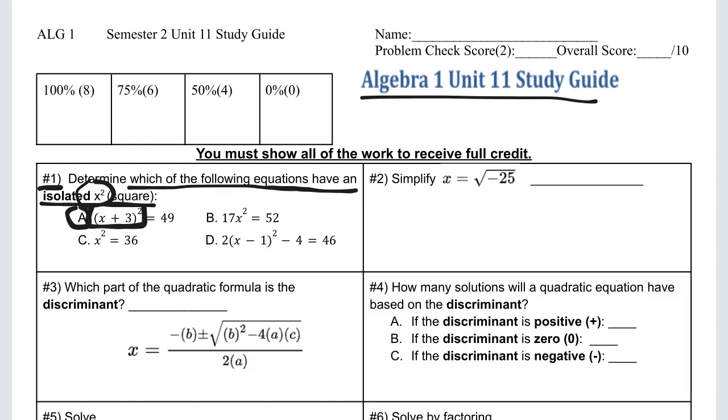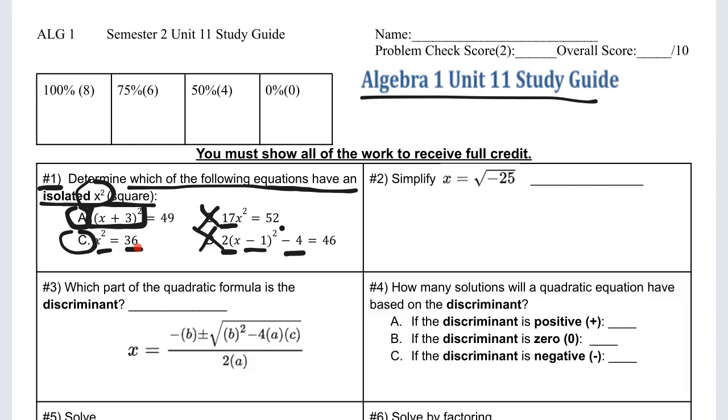In choice B, we have a 17 next to the x squared, therefore B is not isolated. In choice D, we have both a factor of 2 before it and a constant of -4 after the term squared. Therefore, x squared is not isolated. In choice C, we have x squared isolated equals 36.